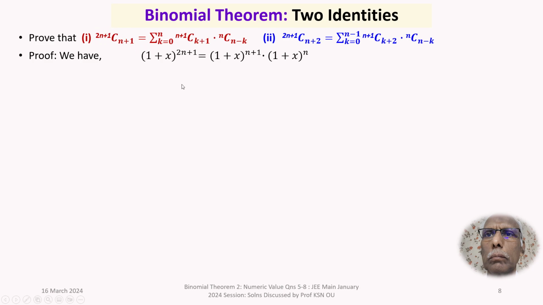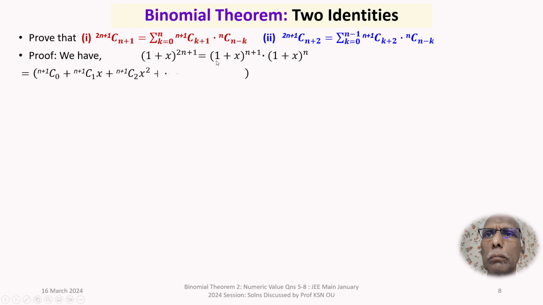So for this, because of the presence of these binomial coefficients, what I will consider is 1 plus x to the power of 2n plus 1 is equal to 1 plus x to the power of n plus 1 multiplied by 1 plus x to the power of n. And how do I get 2n plus 1 Cn plus 1 from 1 plus x to the power of 2n plus 1? In the binomial expansion, this is the coefficient of x to the power of n plus 1 in this.